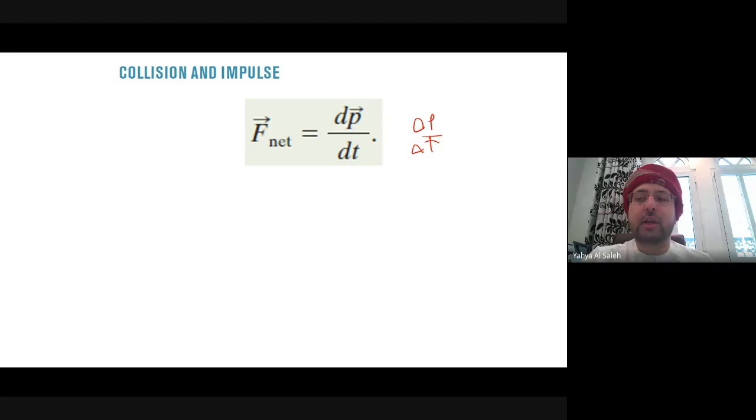So what you do is you tend to slow it down slowly to increase delta t as much as possible. Your delta p is still going to be the same. If your initial momentum is 100 and your final momentum is 0, your delta p is still going to be 100. But 100 divided in 1 second, that's 100 newtons, or 100 in 10 seconds, then that is simply 10 newtons, which is much, much more comfortable.